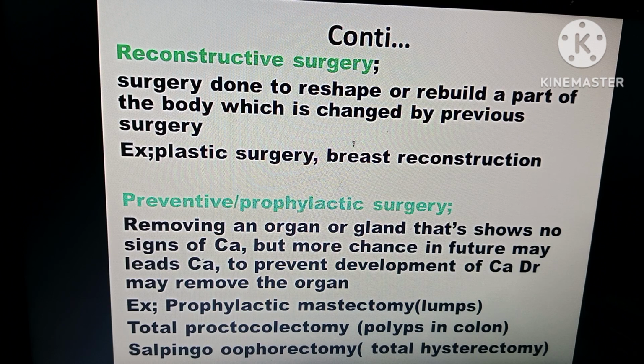So that is preventive. It is not diagnosed as cancer, but in future it may turn into cancer. So we always say prevention is better than cure. In order to prevent future complications, we take action now itself.